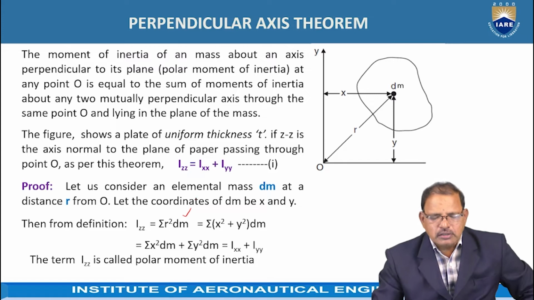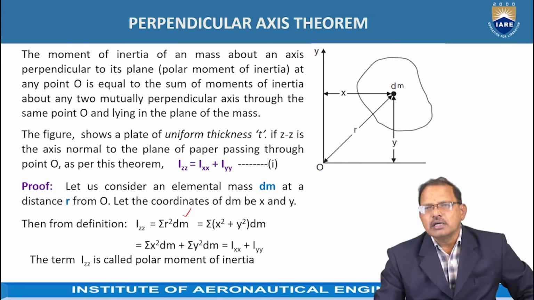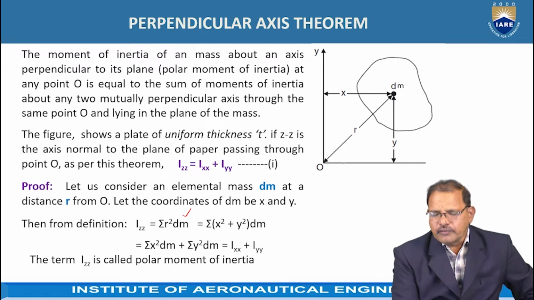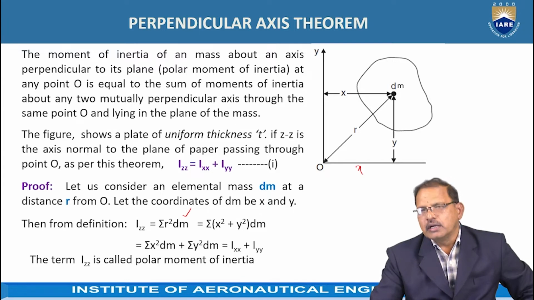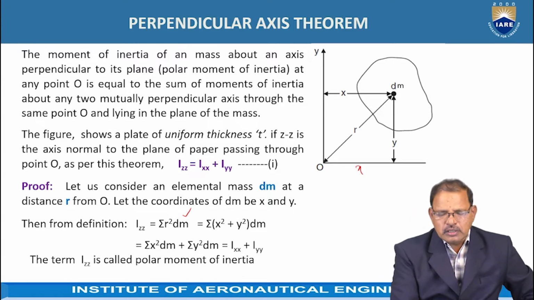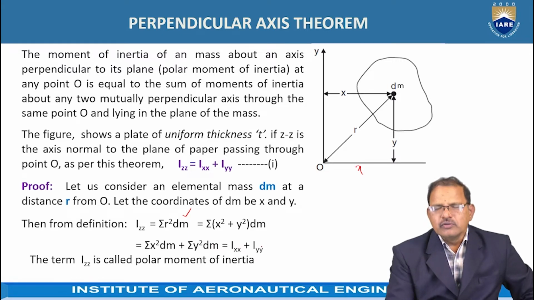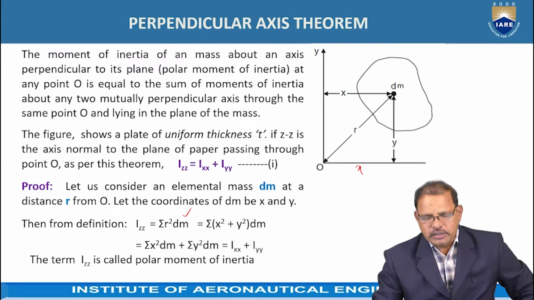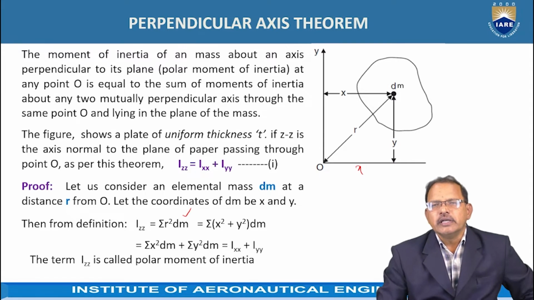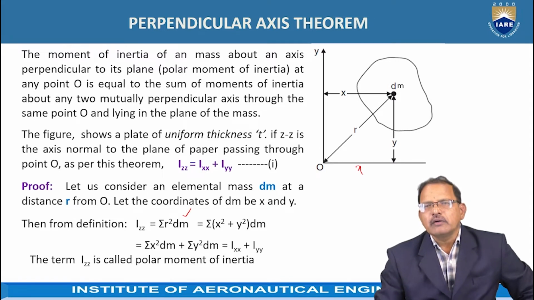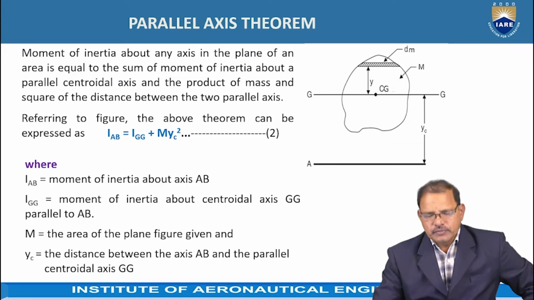The entire mass is obtained by the integration of sigma r square dm. Since, according to the geometrical figure, r square is equal to the sum of x square and y square, this can be written as sigma x square dm plus sigma y square dm, which is equal to Ixx plus Iyy. So this Izz is called the moment of inertia about the z-axis. It is also called the polar moment of inertia. Now the Pallas theorem.